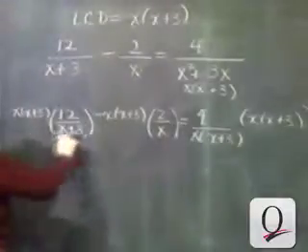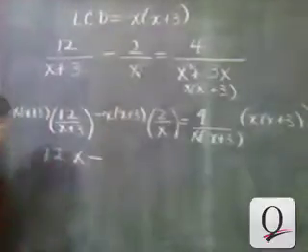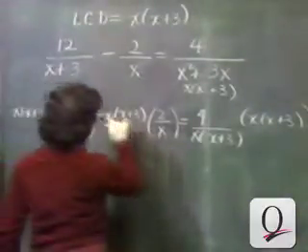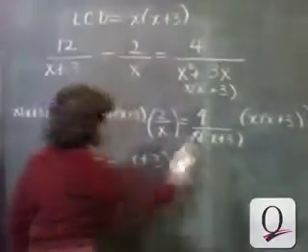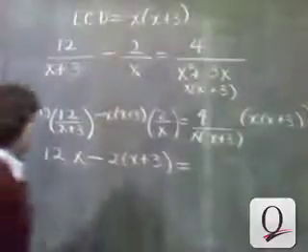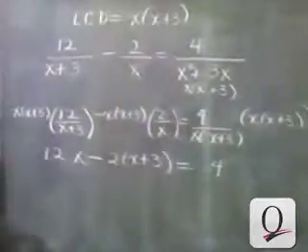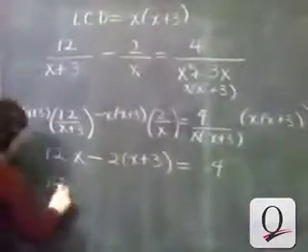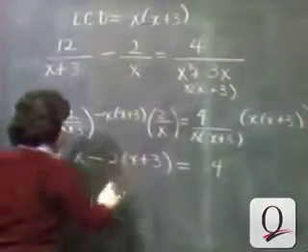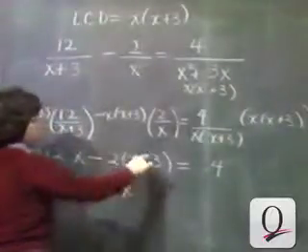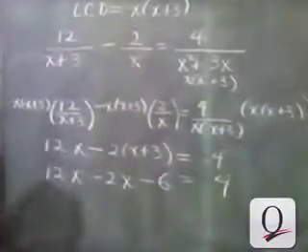In the first term, the x plus 3 cancels, leaving us with just 12x. Take away, now on the second term, the x's cancel, leaving us with 2 times x plus 3. And on the other side of the equal sign, the x and the x plus 3 cancel, leaving us with just 4. So 12x, now sending the minus 2 through the parentheses, we get minus 2 times plus x, that's minus 2x. Minus 2 times plus 3, that's minus 6, equals 4. Don't forget to distribute the minus 2 through the parentheses.